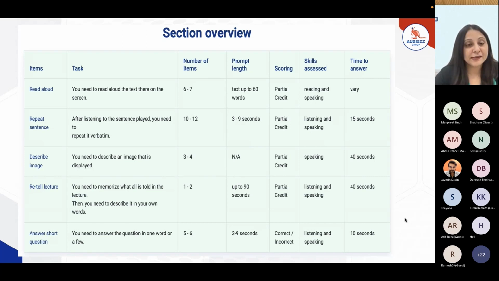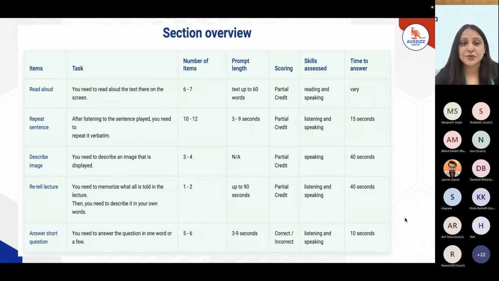There are 5 tasks in the speaking section: read aloud, repeat sentence, describe image, retell lecture, and answer short question. I will describe all these 5 tasks in detail in a while, where I will do some questions with you. I'll make this session very interactive, and I will try to solve your doubts in the end, right? So let's check what read aloud is.